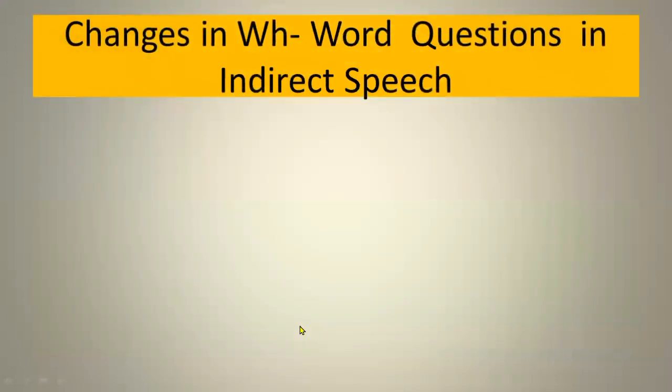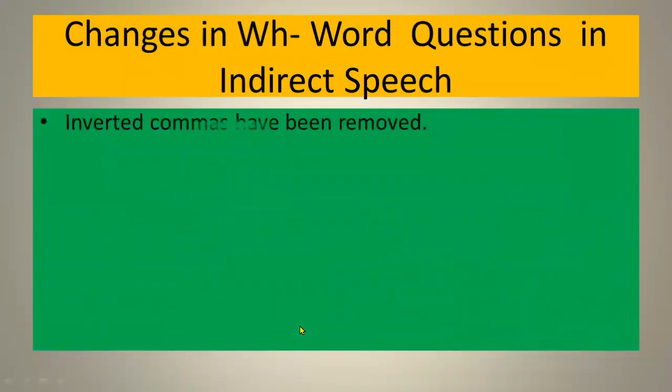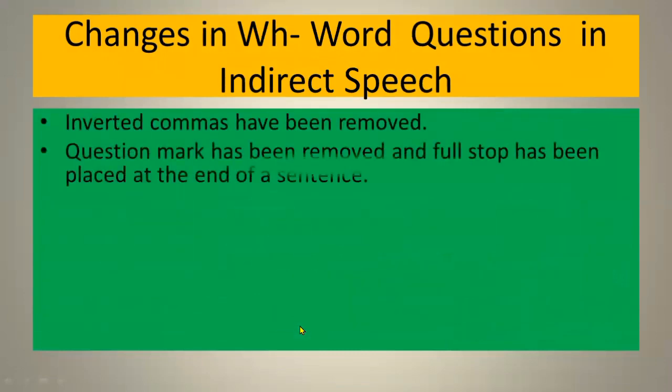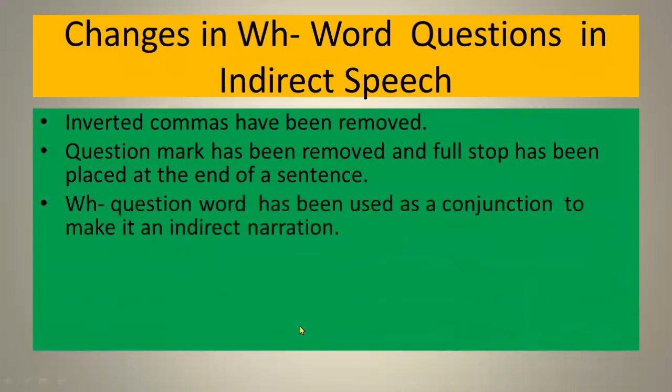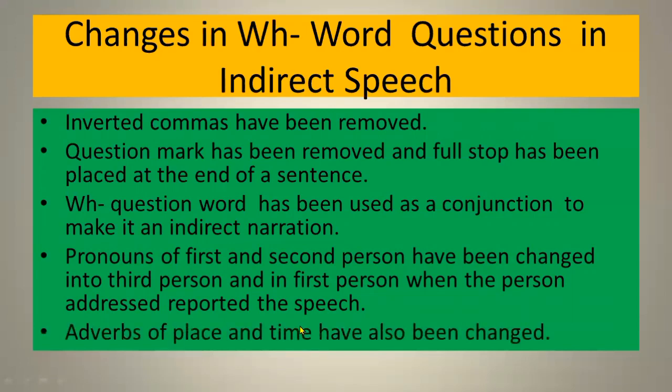Look at the changes in WH word questions in indirect speech. Inverted commas have been removed, the question mark has been removed, and a full stop has been placed at the end of the sentence. The WH question word has been used as a conjunction to make it an indirect narration. Pronouns of first and second person have been changed into third person, and into first person when the person addressed reported the speech. Adverbs of place and time have also been changed.